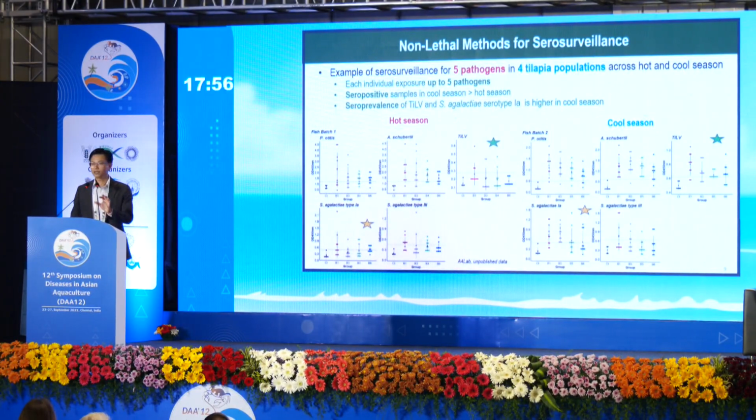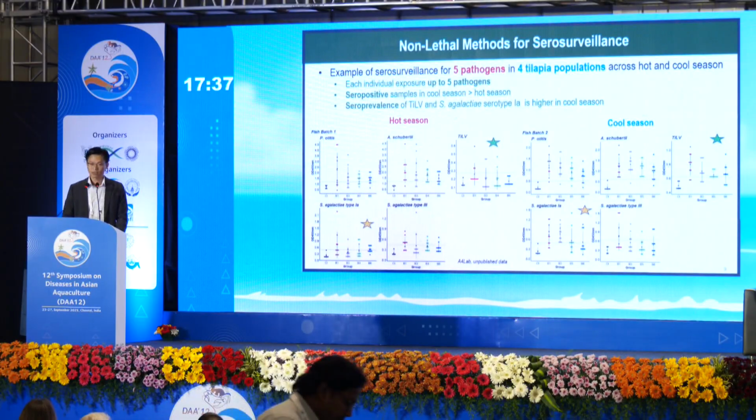And interestingly, we found that there are 2 important pathogens, TiLV and Streptococcus agalactiae, that appear to be higher in the cool season. The disease outbreak is in the hot season, but in serosurveillance the IgA is higher for Streptococcus in the cold season. So data like this help us to understand what our fish are exposed to, and what major pathogens we have in our system.